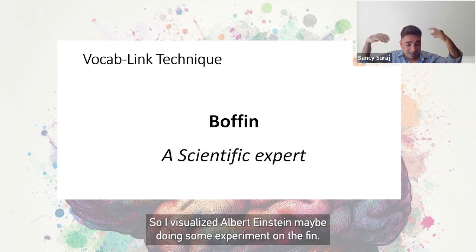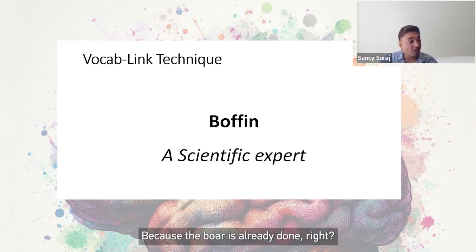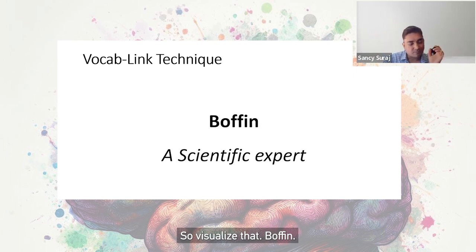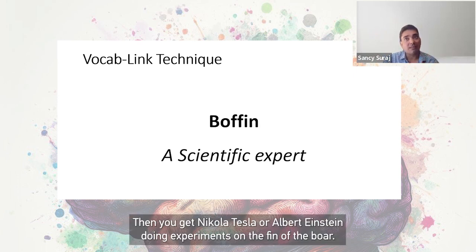So I visualize Albert Einstein maybe doing some experiment on the fin, not on the boar, because the boar is already done, right? I've got the boar, the wild boar. I've got the fin. I need to link the fin to the scientific expert. So visualize that. Boffin, then you get Nikola Tesla or Albert Einstein doing experiments on the fin of the boar.